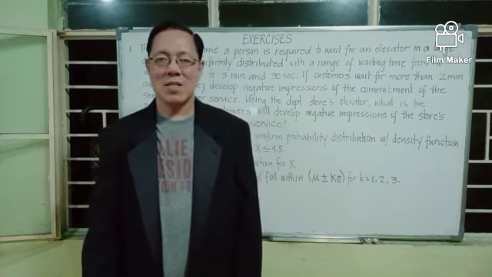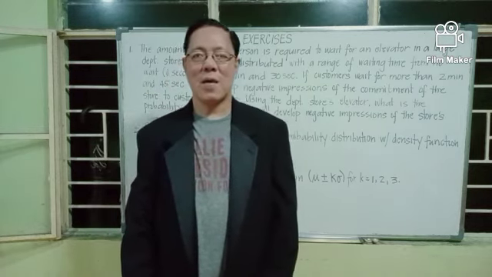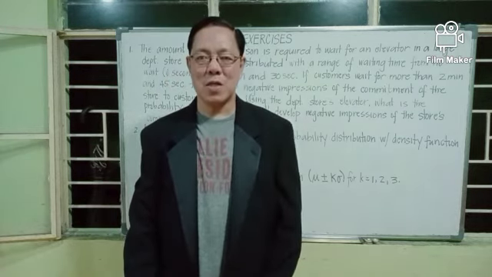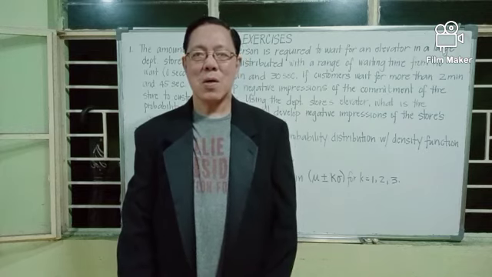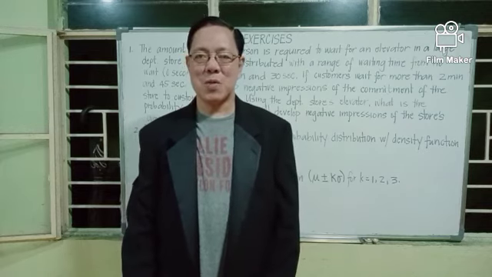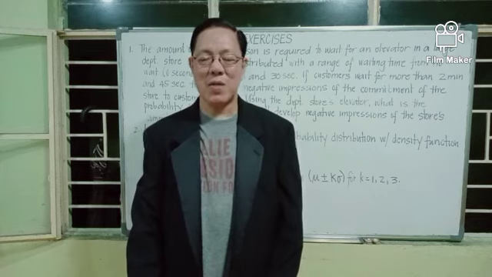And in the next lesson, we will take the second type of probability distribution for continuous random variable, called the exponential probability distribution for exponential random variable.